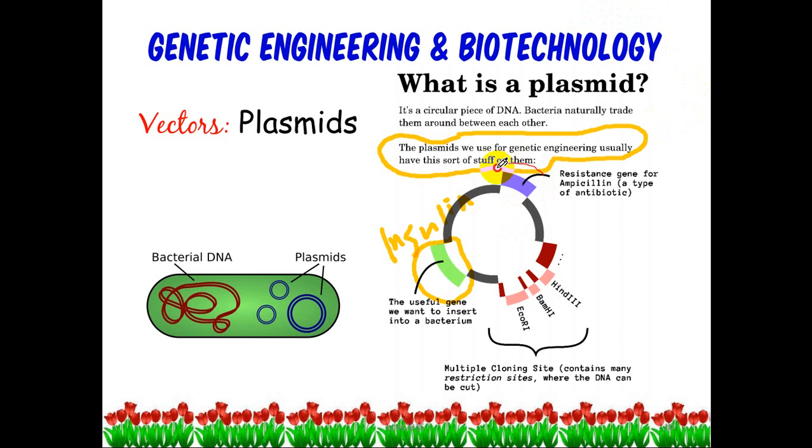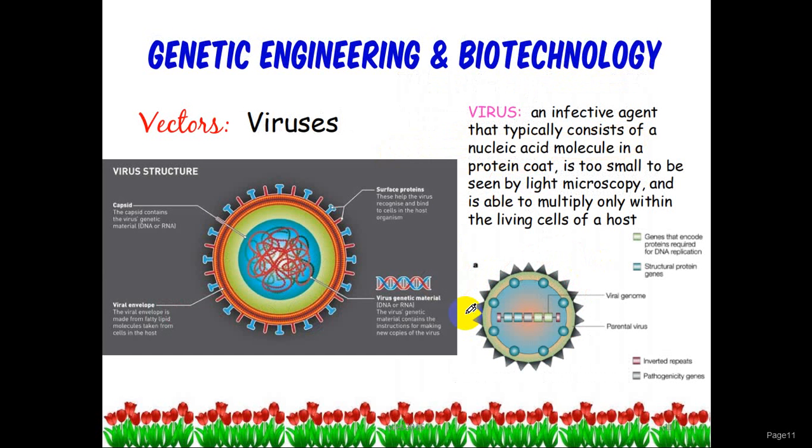Now this is the ampicillin resistance gene, which is present in almost all bacteria, and these are multiple cloning sites containing restriction sites where DNA can be cut. See, these are the places where we can make cuts. These are the sites where enzymes can cut: BamHI, EcoRI and HindIII. Okay. In the next slide, what are viruses?